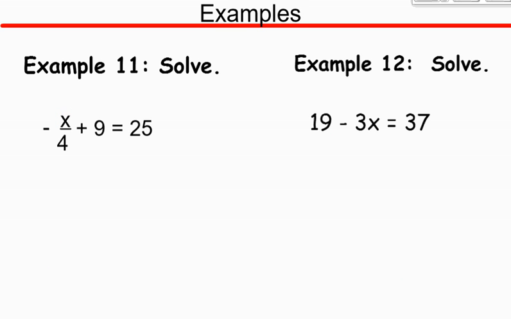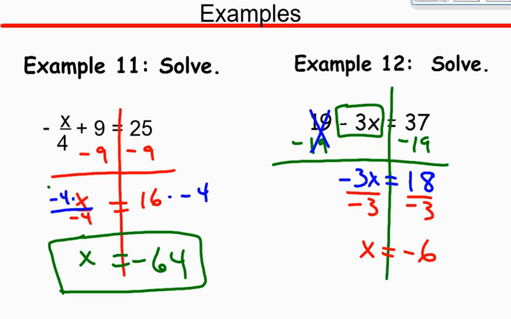Okay, take a minute and try and solve those on your own. Go ahead and pause the video now and do some work. Okay, go ahead and check your answers. Your first answer, you should have gotten x equals negative 64, and your second answer, you should have gotten x equals 6. If either of those are wrong, please pause the video and try to follow my work until you can understand where you made your mistake.